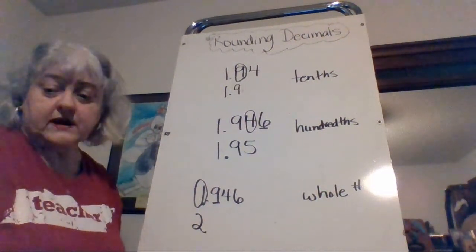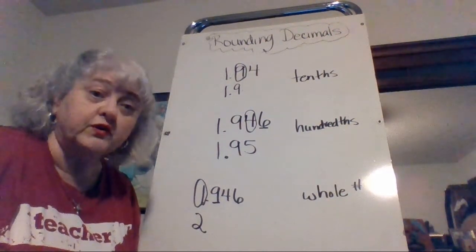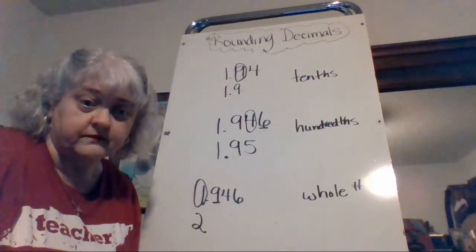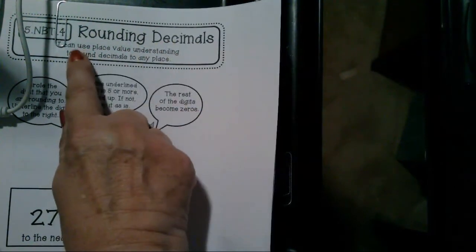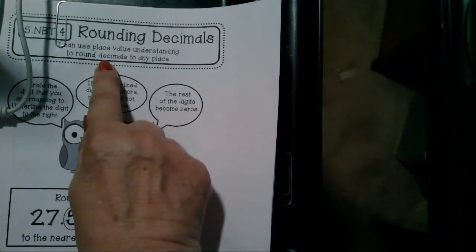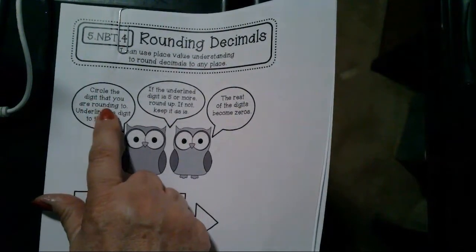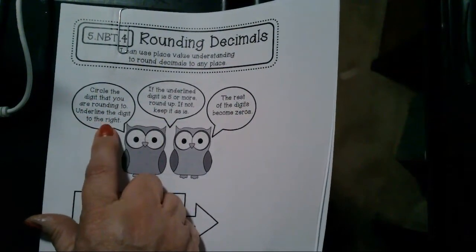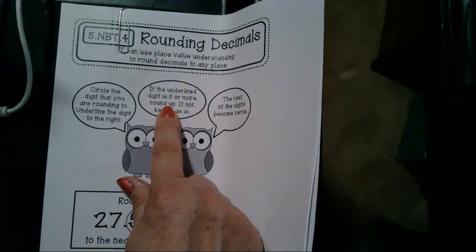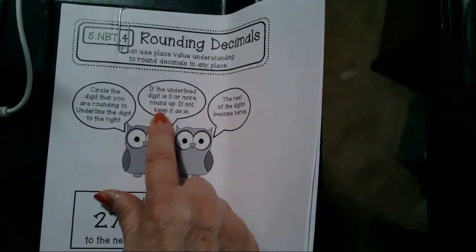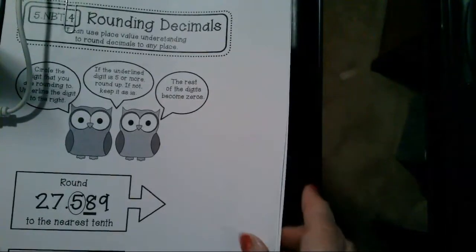So, right now I would like for us to do a few more examples together before I turn you loose to do some work on your own. Here's some practice we're going to do together. Of course, what you're learning is rounding decimals. I can use place value understanding to round decimals to any place. And here's our procedure that we talked about. Circle the digit that you are rounding to. Underline the digit to the right, that's the neighbor. If the digit is 5 or more, round it up. Raise the score. If not, keep it as it is. Let it rest. The rest of the digits become zeros, or you can just leave them off.